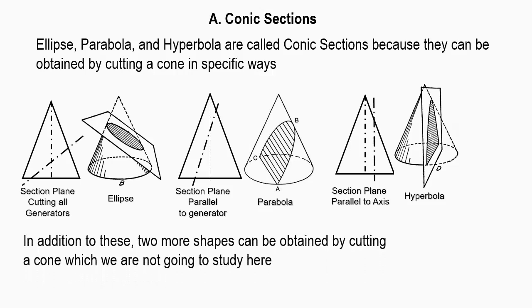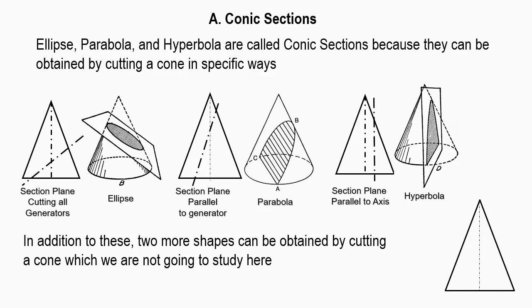In addition to these, there are two more shapes that can be obtained by cutting a cone. Those shapes we are not going to study here. Those shapes are circle and an isosceles triangle. If we have a cone and it is cut by a cutting plane passing through the apex, then the shape of the section that we obtain is an isosceles triangle. If the cutting plane is parallel to the base, then the shape of the section that we obtain will be a circle.